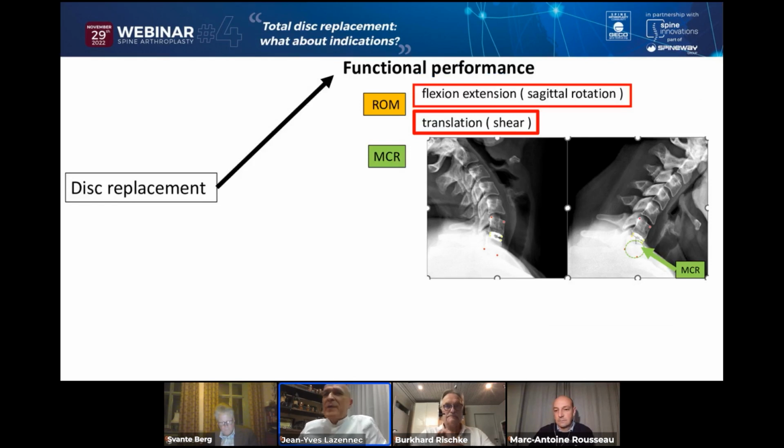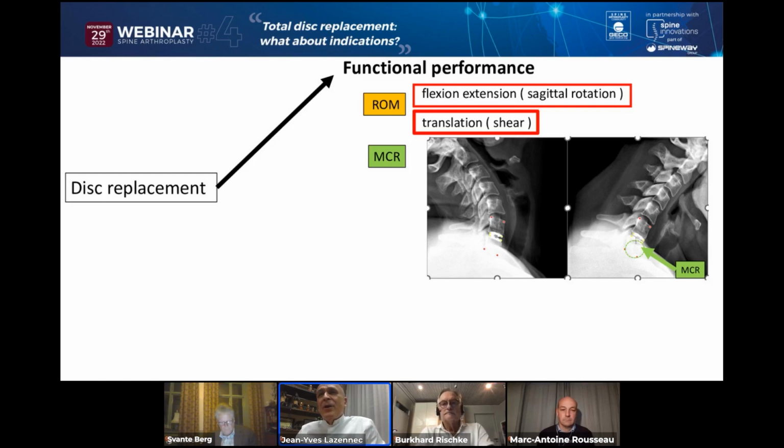So when we speak about disc replacement, we mainly speak about functional performance. It means range of motion, flexion extension, translation. People don't speak a lot about translation, about shear, and the mean center of rotation. And also, we had the opportunity in a previous webinar to speak about center of rotation, and we are convinced it is something very important, but it is a functional performance.